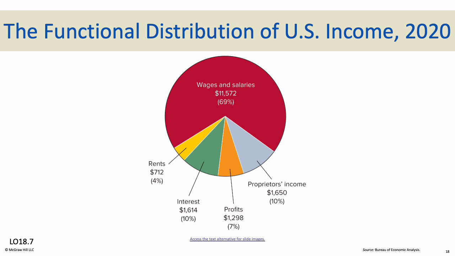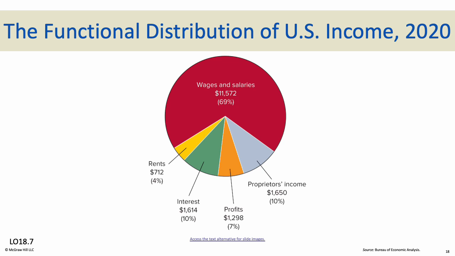And here's distribution of U.S. income, just under 70% wages and salaries, 4% rents, about 10% interest, about 7% from profits, and about 10% from proprietors' income. And that was as of 2020. Narrowly defining labor as just wages and salaries, labor is almost 70% of all income earned by Americans in a typical year.